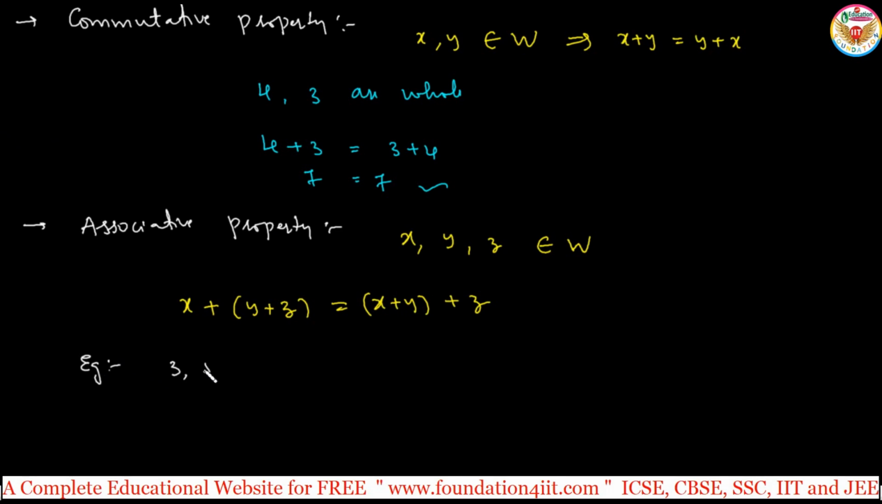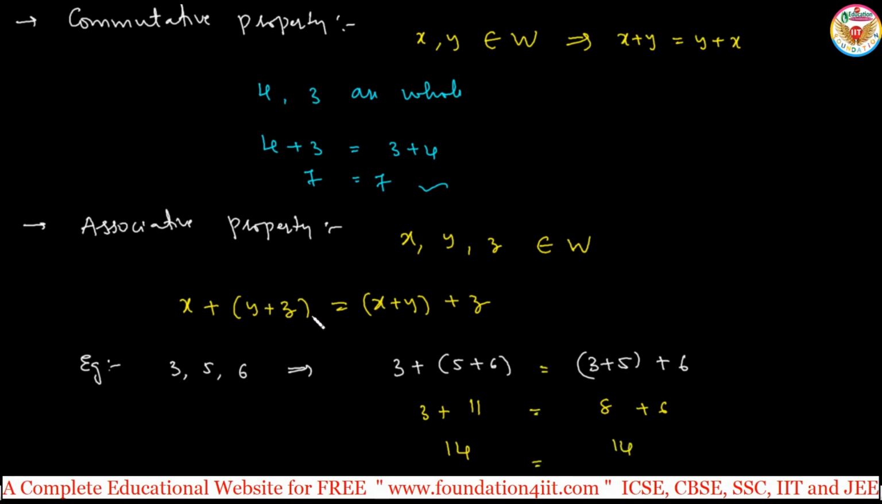Take an example. Let us take 3 comma 5 comma 6. That means 3 plus 5 plus 6 should be equal to 3 plus 5 in one bracket plus 6. Check here. 5 plus 6 is 11, and 3 plus 11 is 14. 3 plus 5 is 8, plus 6 is 14. It's equal, right? So the associative property exists for addition of whole numbers.